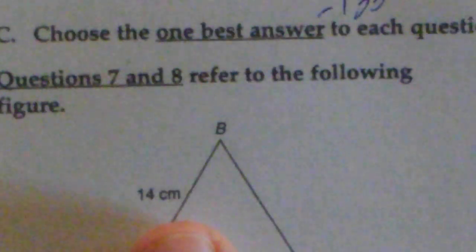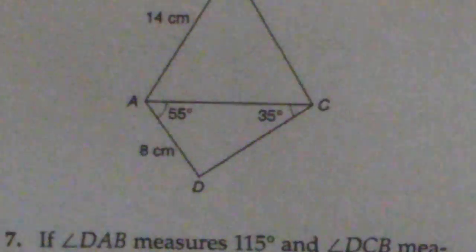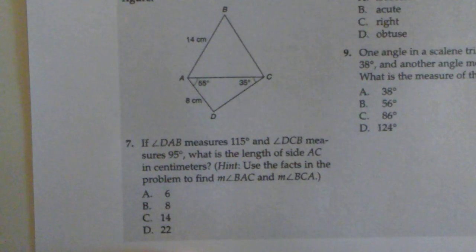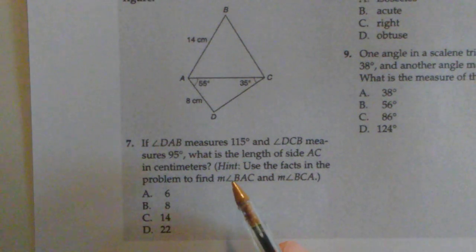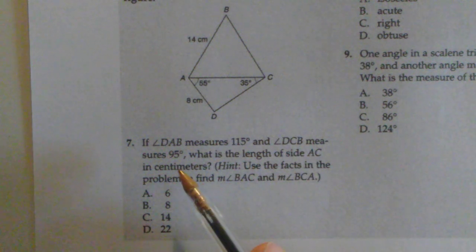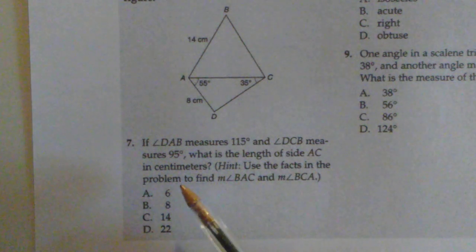Choose the one best answer for each question. Questions 7 and 8 refer to the following figure. So we got this big figure here, and we got to figure out the answer to number 7. So we're going to make this a little smaller. If angle DAB measures 115 degrees and angle DCB measures 95 degrees, what is the length of the side AC in centimeters?